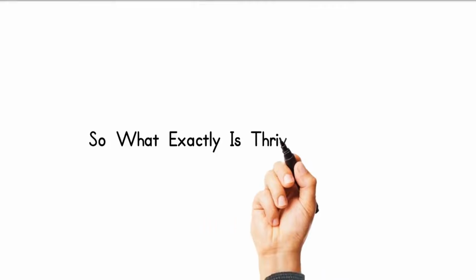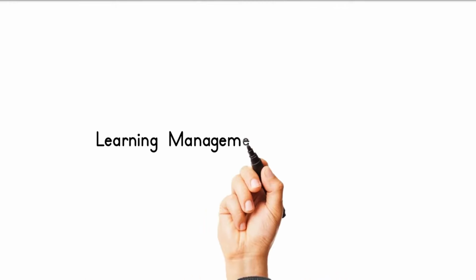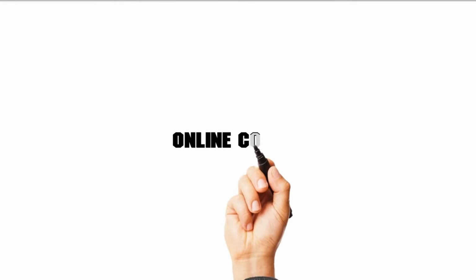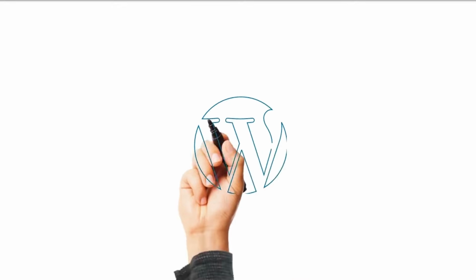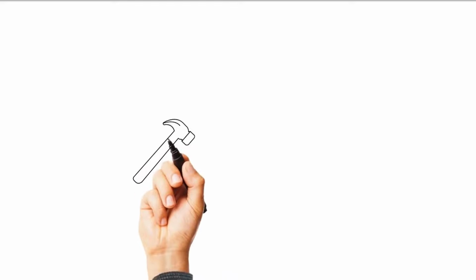So what exactly is Thrive Apprentice? Thrive Apprentice is a learning management system (LMS) that you can use to create, host and sell your online courses, as well as build and manage your online membership business websites. So essentially Thrive Apprentice does two things: it's a WordPress membership plugin and also an LMS that is included as a part of the Thrive Theme suite of tools.